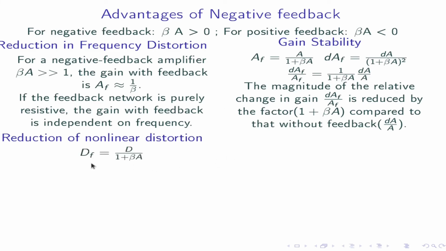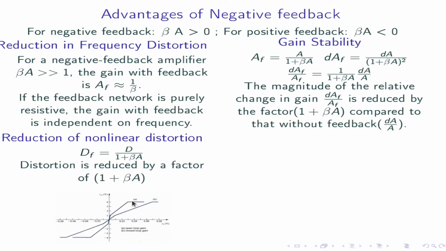Reduction of nonlinear distortion. Nonlinear distortion Df is equal to D by 1 plus beta A. Df is the distortion with feedback. Distortion is reduced by a factor of 1 plus beta A with negative feedback. These are the two curves. This one is the open loop gain and this is the closed loop gain. This is more or less linear. Thus, there is nonlinear distortion reduction in negative feedback.